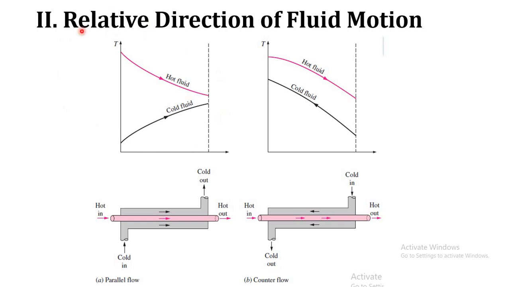This figure shows the temperature profiles of hot fluid and cold fluid. As we can see from the figure, the hot fluid loses its heat from inlet to exit, and the cold fluid gains heat from inlet to exit. So this is the second type, counter flow heat exchanger.